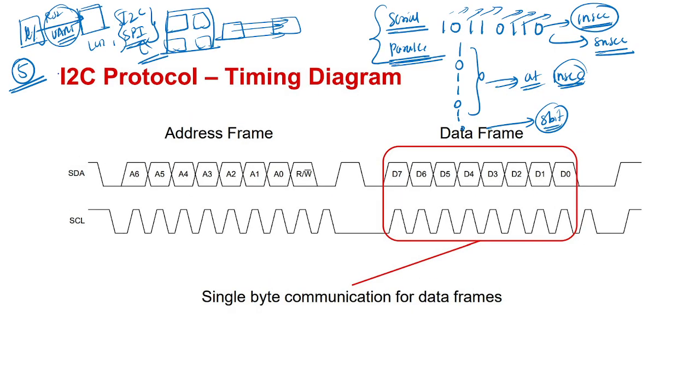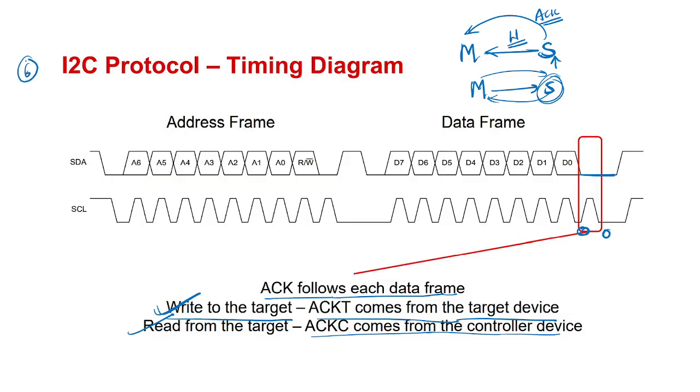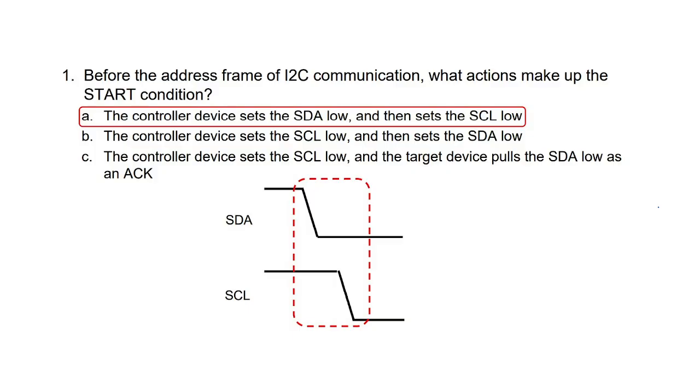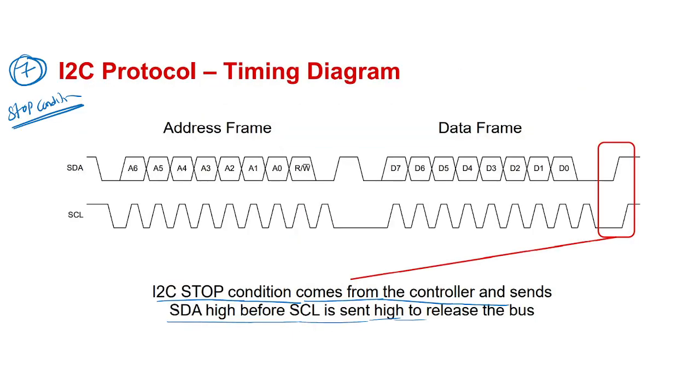So this is one more step, the sixth. In the programming, each and every step we need to check. We need to use an FSM, and each and every step we need to check based on this operation only. Seventh is stop condition. So what is stop condition? The I2C stop condition comes from the controller, which sends SDA high after SCL is sent high. So it will be SCL high before SDA goes high. This is stop condition. This is about the I2C protocol.